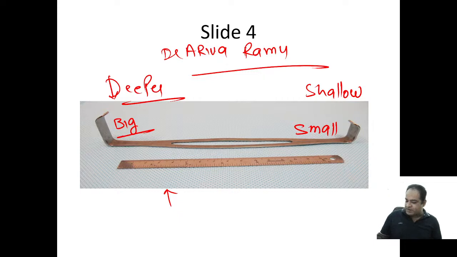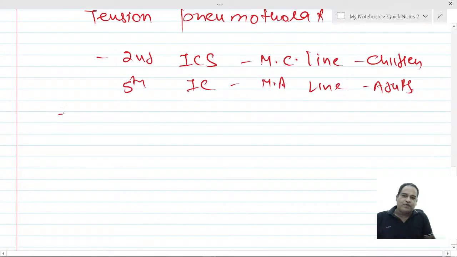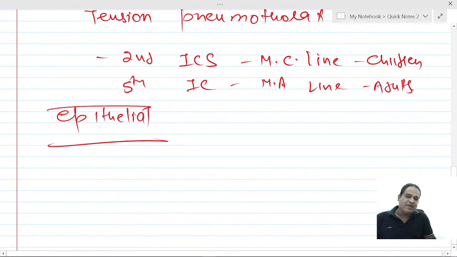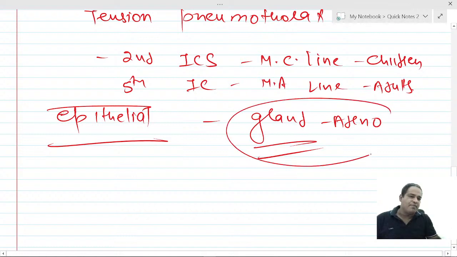What is the difference between squamous cell carcinoma and adenocarcinoma? See, both of them are tumors originating from epithelial cell line. Fine. But squamous cell carcinoma, adenocarcinoma is the carcinoma which is occurring from glands.